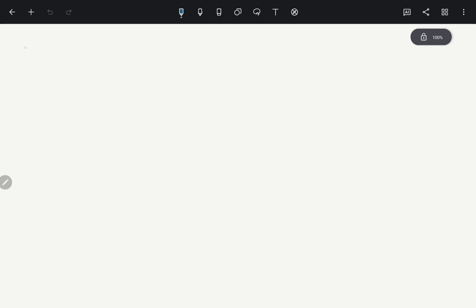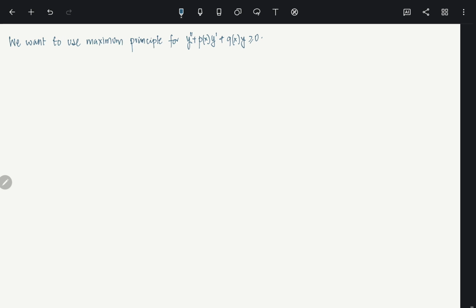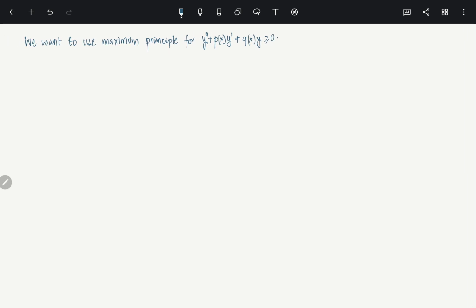So first of all, the thing is, we want to generalize the idea. We want to use the maximum principle for this sort of problem: y double prime plus p(x) y prime plus q(x) y greater than or equal to 0. We want to write down a maximum principle for problems of this particular form.